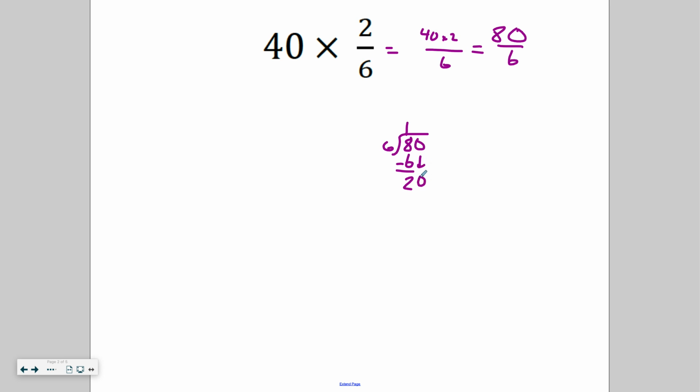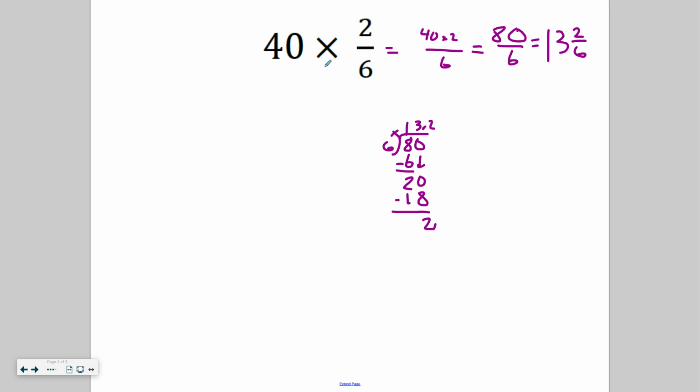I now have 20. 6 goes into 20 3 times, because 6 times 3, right, I'm multiplying my divisor by the numbers up here. 6 times 3 is 18. 20 minus 18 is 2. Nothing else to bring down, so this is my remainder. So now how I interpret this, 80 divided by 6 is 13 wholes, a remainder of 2, and that 2 is part of my fraction. 2 out of 6, or 2 sixths. So 13 remainder 2 is 13 and 2 sixths.